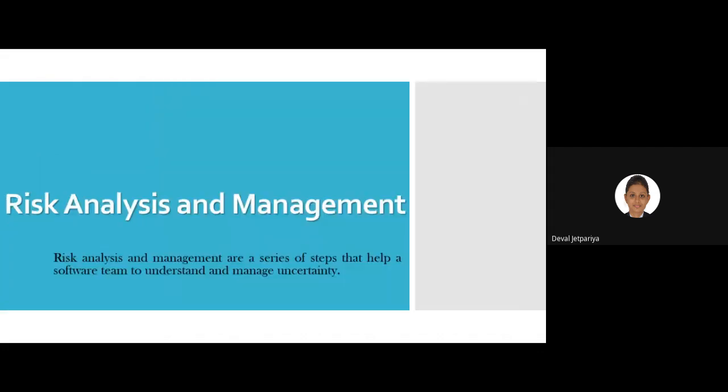Okay, now this is the last topic. I mistakenly said tracking, but it is with respect to schedule and tracking. Now this is the last topic, finally. Risk analysis and management. So here they have written one line: risk analysis and management are a series of steps that help a software team to understand and manage uncertainty. Obviously, in case of uncertainty, we'll have a chance of risk, right? So there are various types of situations where risk can be generated. So we are analyzing all those aspects in this topic.